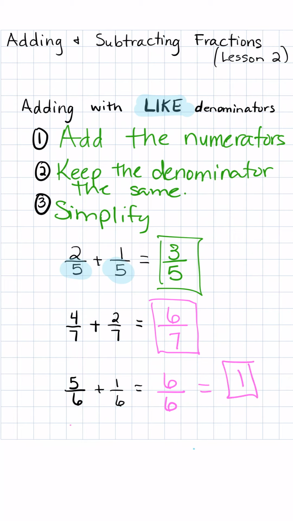Right? This is saying that there's 6 parts. 1, 2, 3, 4, 5, 6. And all 6 of them are colored in. So that equals 1 whole.